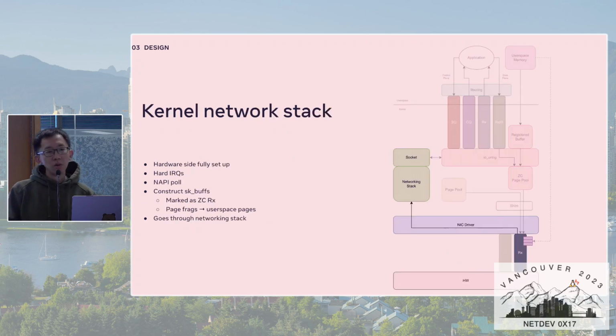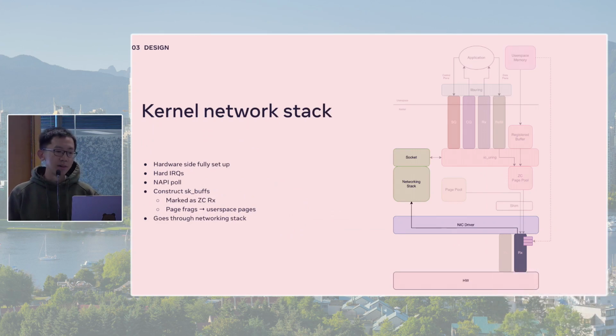Cool. So once the hardware side is set up, as packets come in, it's the usual goodness that we know and love. Packets come in, they get DMA'd, the device notifies the kernel via IRQs, and then the kernel is going to run soft IRQs to NAPI poll the queues. It's going to construct SKBs, and then these SKBs will make their way up the stack, eventually ending up in a socket.